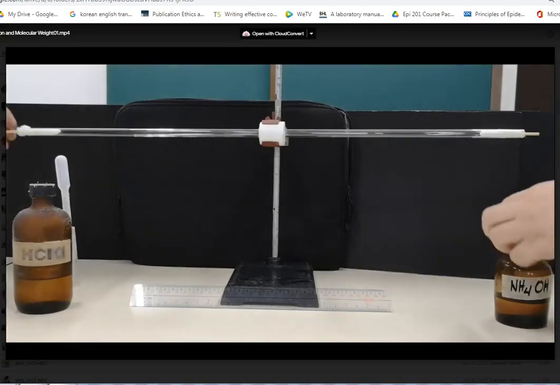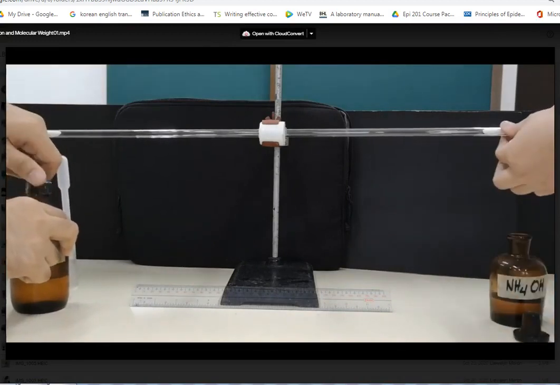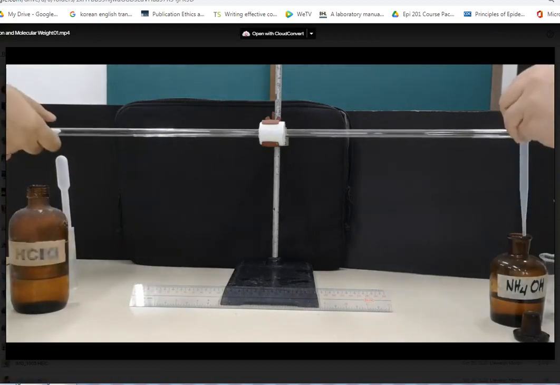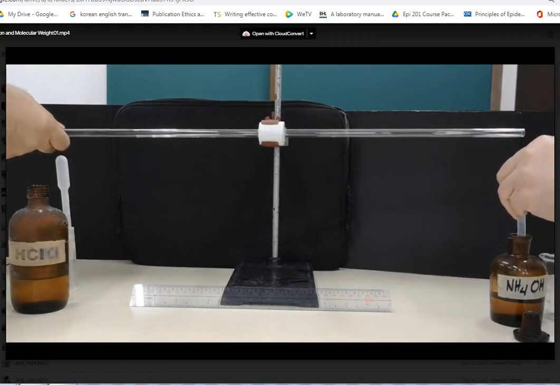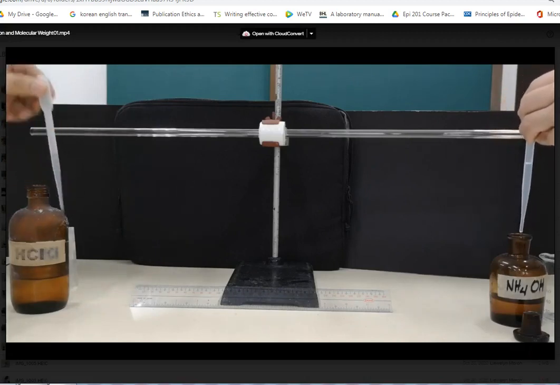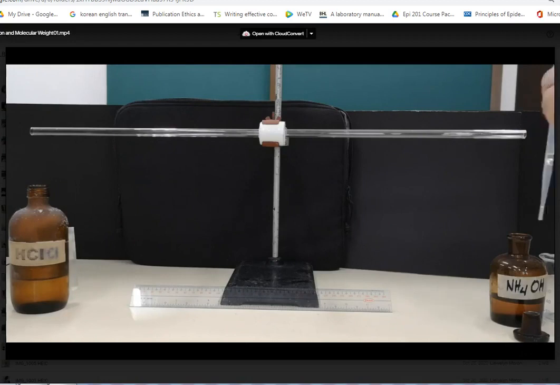So we have our setup. We are now going to place an equal amount of drops of the two reagents on each cotton bud simultaneously. As I have mentioned, please be very careful when handling this reagent. Try to avoid returning the excess reagent into the reagent bottle to avoid contamination. Oops.